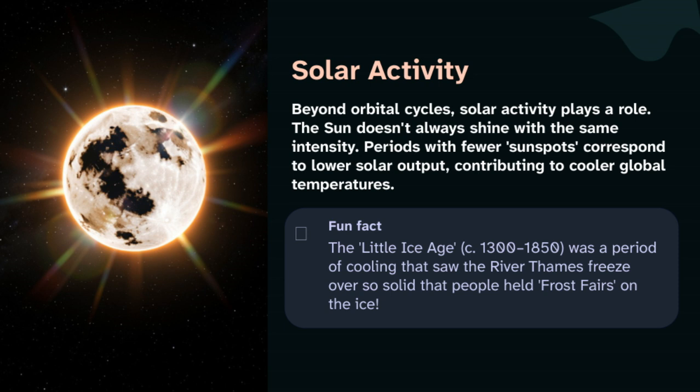One sign of solar activity is the number of sunspots. Periods with fewer sunspots can be linked with lower solar output and cooler global temperatures. The slide gives the example of the Little Ice Age, which lasted roughly from 1300 to 1850. This was not a full glacial period, but it was a cooler period in recent history.